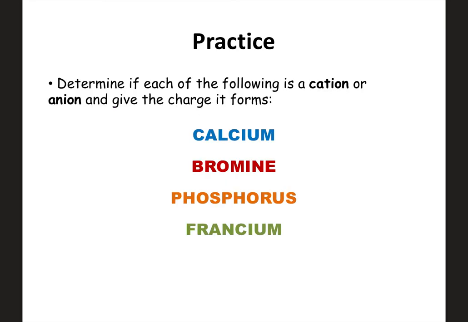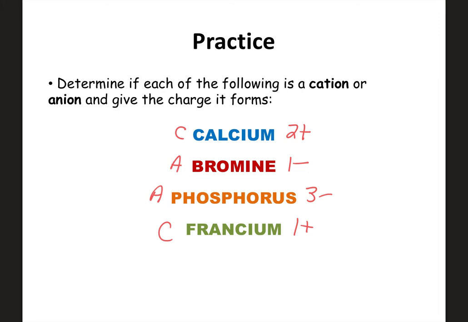I want you to practice this real quick. Just determine if each of these would form a cation or anion, and then give the charge that they would form. So use your table, pause the video, and do this right now. Cation or anion and the charge that forms. So pause the video.